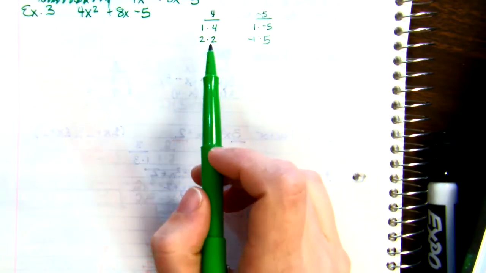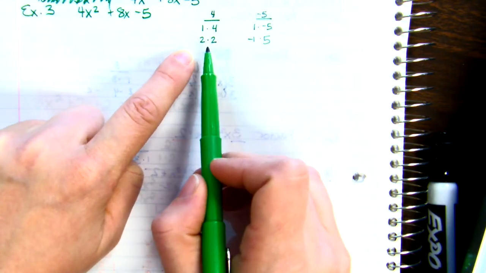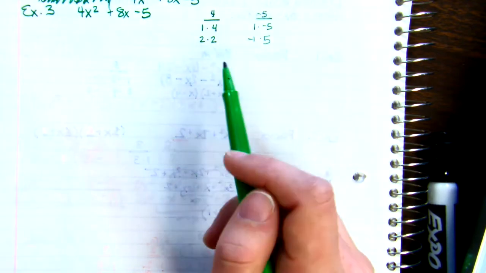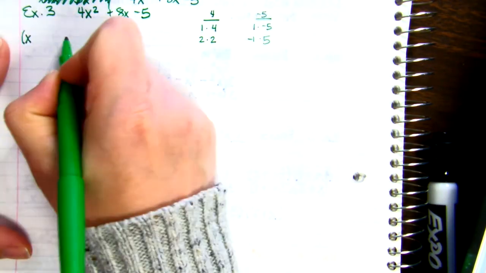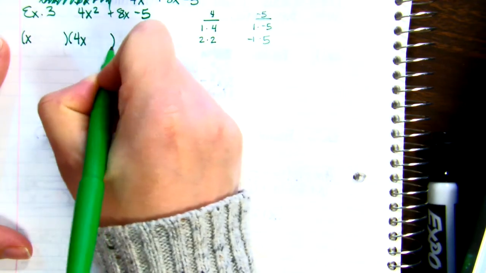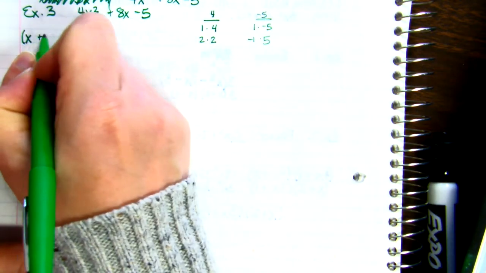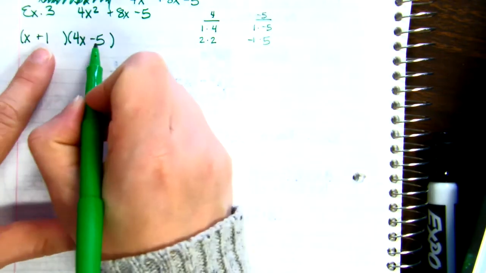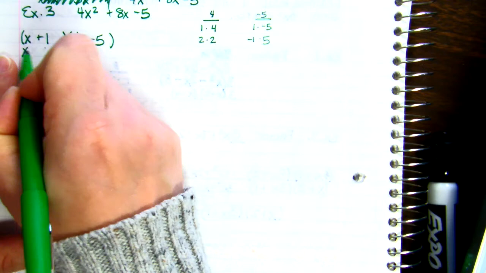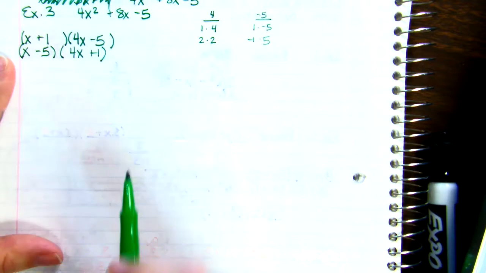so I have more combinations that I have to try. Now, because these 2's are the same, that actually cuts down on the possible options a little bit, but we're still going to have a couple more possibilities that we have to try. So first I'm going to start with an x, so 1x, and that's the 1x and the 4x. Now I'm going to try a positive 1 coming from here and subtracting 5 coming from there. Now I need to flip the positive 1 and the negative 5. So it could be x minus 5 and 4x plus 1.